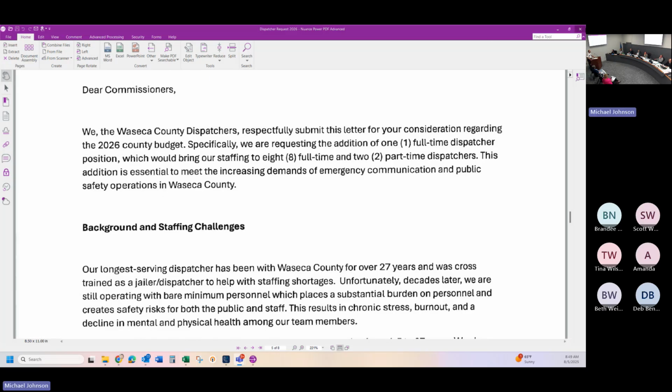So I do feel that these dispatcher requests are a priority for our staff to avoid burnout and to be able to provide the level of service that we provide in Waseca County and that our citizens deserve.